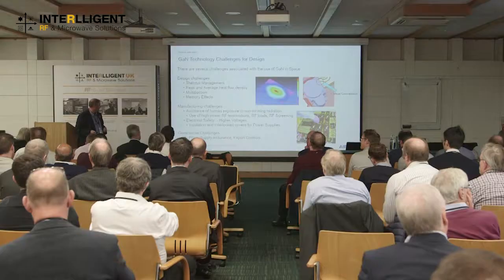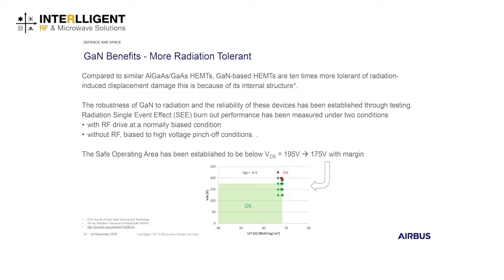However, GaN has got a lot of benefits. It's actually a lot more radiation robust and hard than gallium arsenide is, which is great news. So we've done a lot of work over the years evaluating gallium nitride, and we established things like the safe operating area subject to heavy ions, and it's a lot more robust than traditional gallium arsenide.